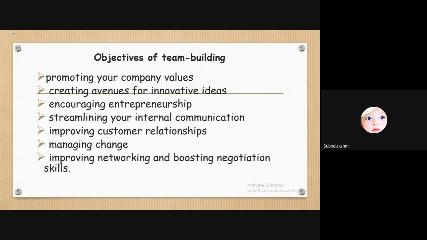Objectives. We need to make them understand the objectives of team building. Students need to understand that when they enter the job market, they should promote the company values. They should create avenues for innovative ideas, entrepreneurship, and proper streamlining of internal communication, improving customer standards and customer relationships, and boosting negotiation skills. These are the qualities that need to be achieved. This is what the focus of a team should be.